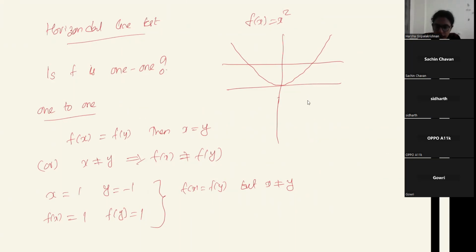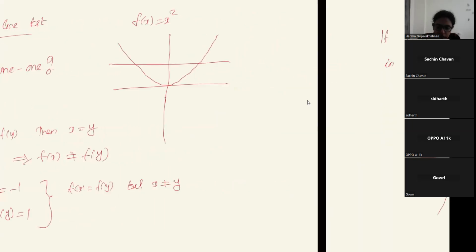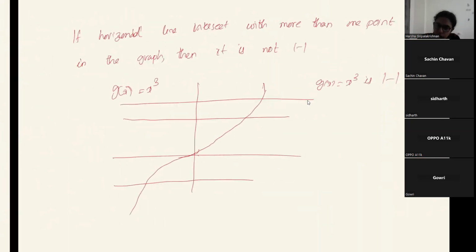Here it is not 1-1, f of x equal to x square. But here it is 1-1. But in both the cases, the vertical line will intersect at only one point. So that means using the vertical line test, we cannot conclude about the 1-1 ontoness. Only whether it is a function or not, we can check. Clear? Okay, thank you.